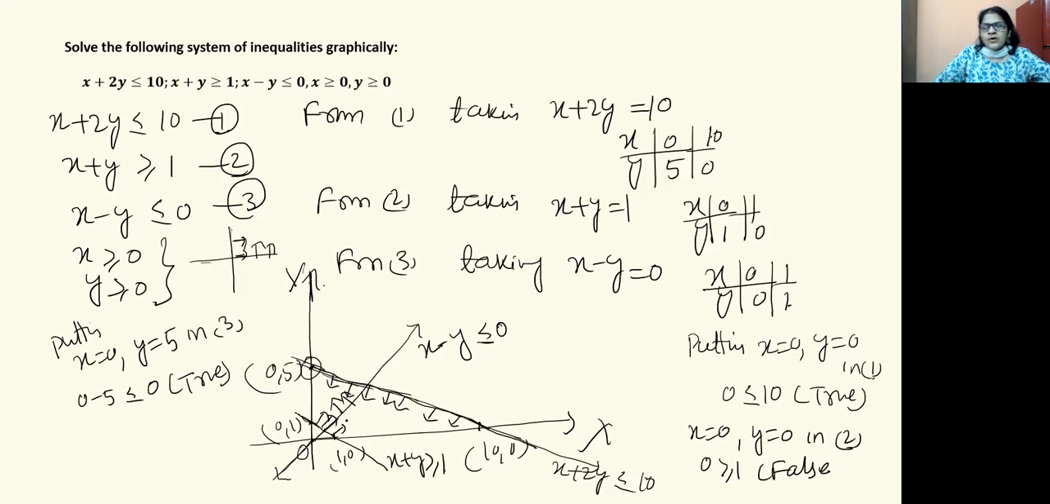So you can see all the arrow marks, and we have to shade the common region. Okay, the common region is to be shaded. So here you can clearly see the solution region. We also call it the feasible region. Feasible region means the region containing the solution of the system of linear inequalities. So this is the feasible region. Whenever you are given a system of linear inequalities, you can do it like this.